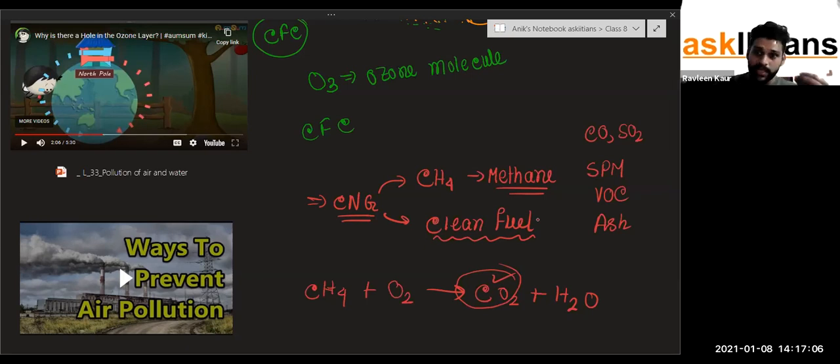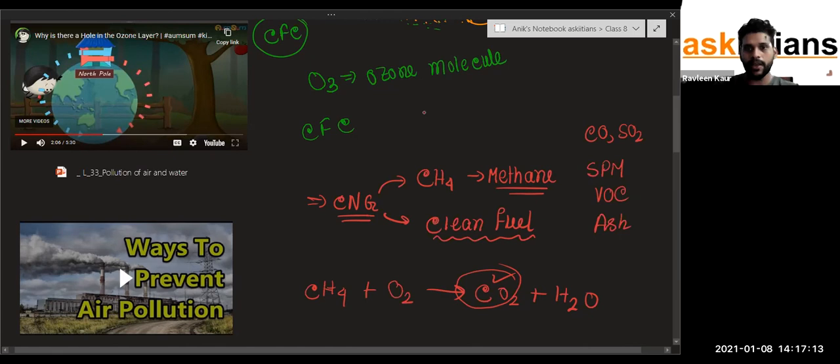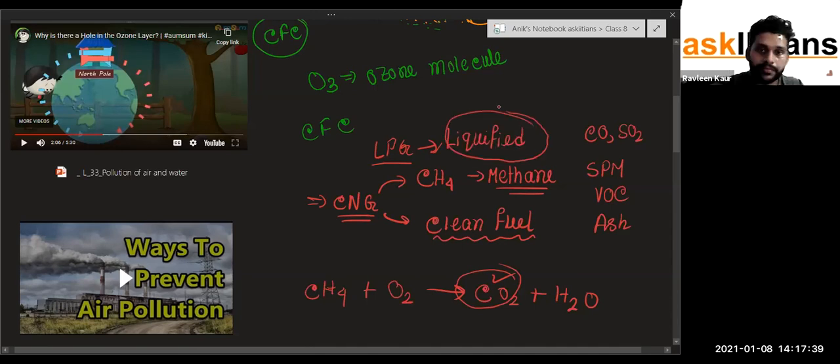Okay, so if you increase the usage of CNG instead of LPG, what is the full form of LPG? Tell me. LPG is the gas you use in the kitchen. Liquid petroleum gas? No. Everyone says this is liquid petroleum gas, but this is wrong. It is liquefied petroleum gas.